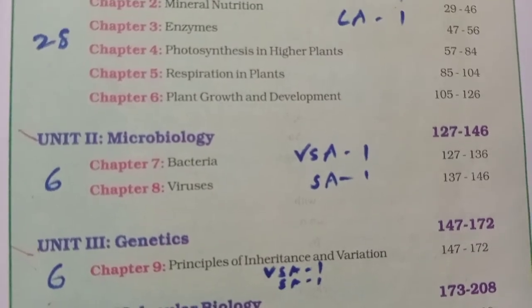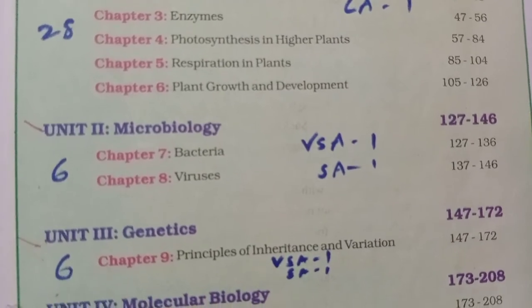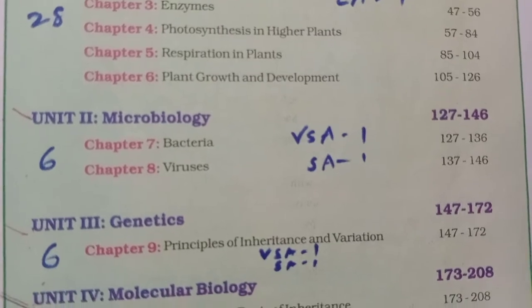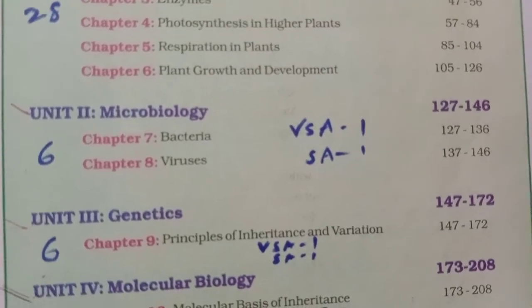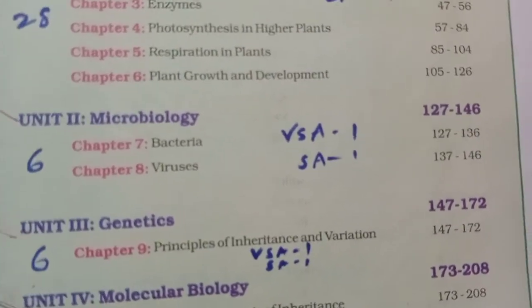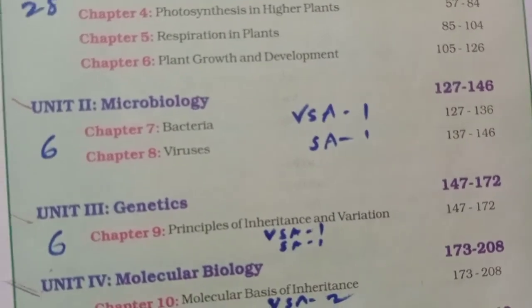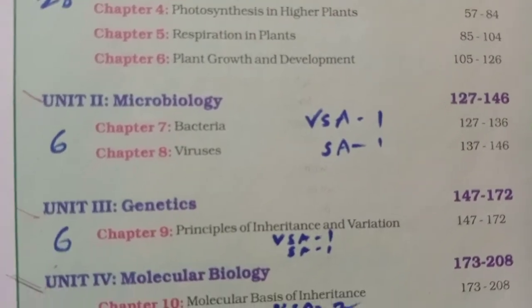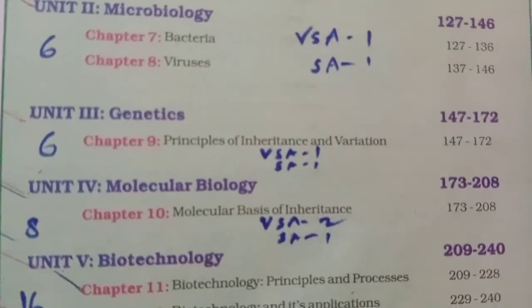Let us study what plant diseases are caused by viruses and what animal diseases are caused by viruses. We will study microvirus and macrovirus, and what diseases are affecting organisms through viruses. Next, go to the third unit, genetics.